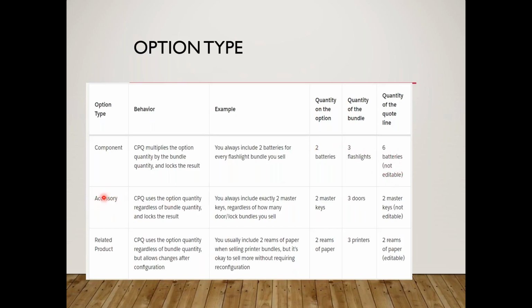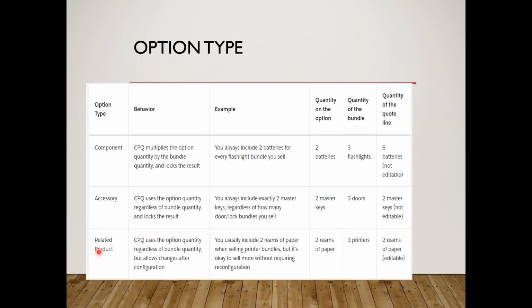If I selected accessory as option type, if you have 2 as option quantity and 3 as bundle quantity, it will not multiply. It will take the product option quantity as it is on quote line, and it will lock the results, not editable. And third is related product.